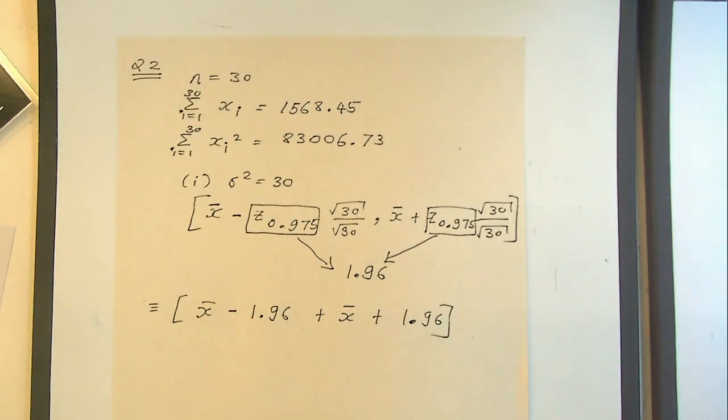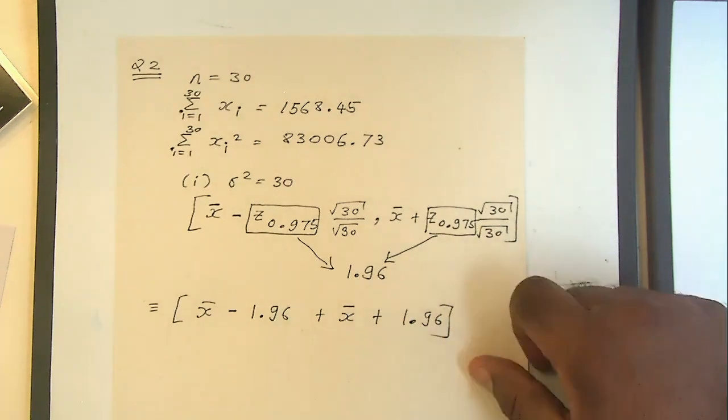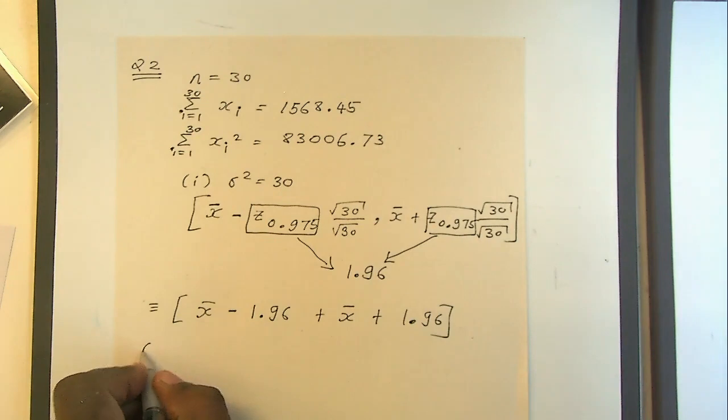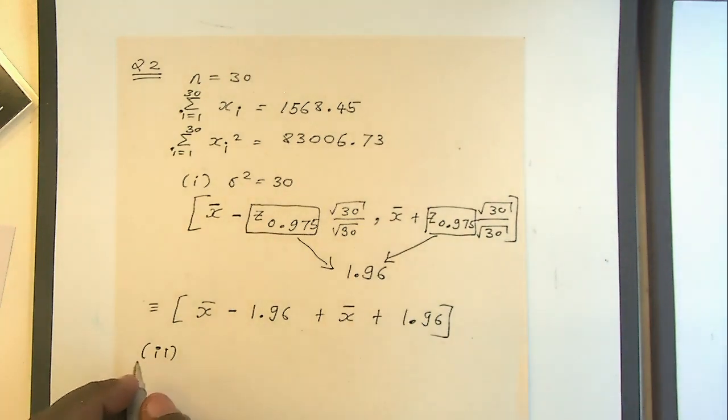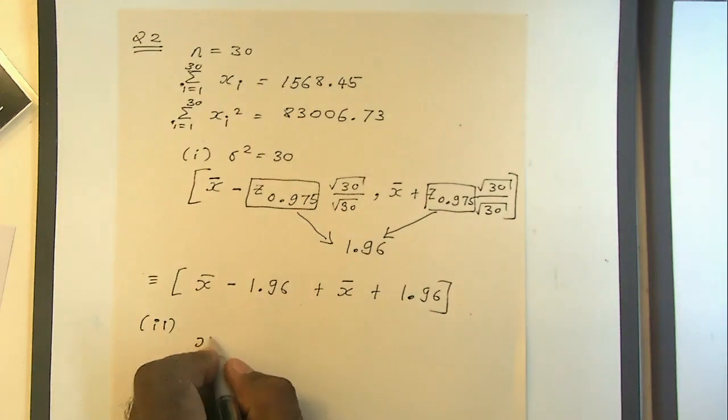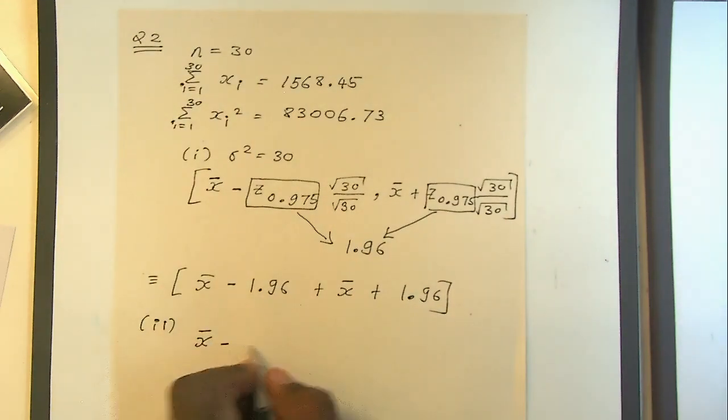Yeah. Guys, are you following what I'm doing? Hello guys, are you okay with this? Yes? Alright. Now part 2 is to do the same thing, but assuming that sigma squared is not known. So you see that the formula is the second formula, which is t. N minus 1 is 29.